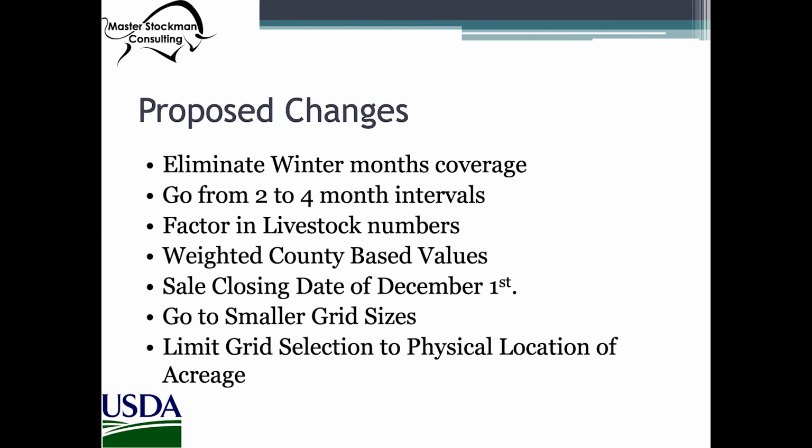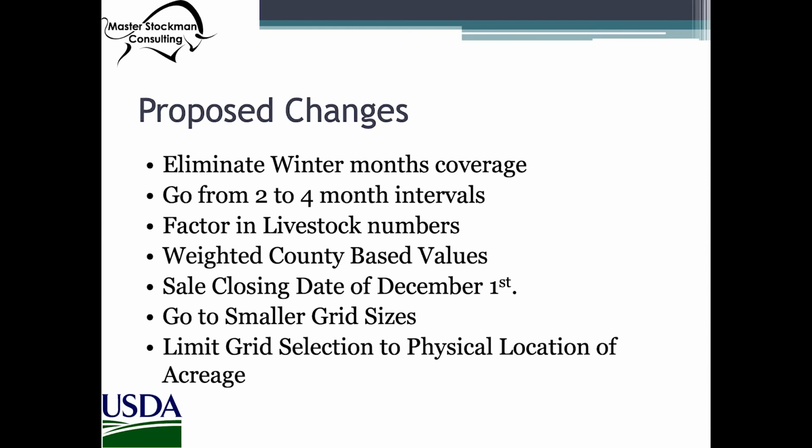So the proposed changes by RMA, which was open for comment, and I know they extended that comment period if you're interested, and they have extended the time to make this final decision, but they wanted to eliminate winter months coverage. They wanted to go from 2 to 4 month intervals. They wanted to factor in livestock numbers. They wanted weighted county-based values. Sale closing date moved to December 1st.